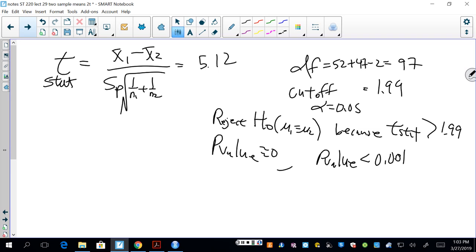Any questions about that? So the handout has just a couple more examples to illustrate how this goes.